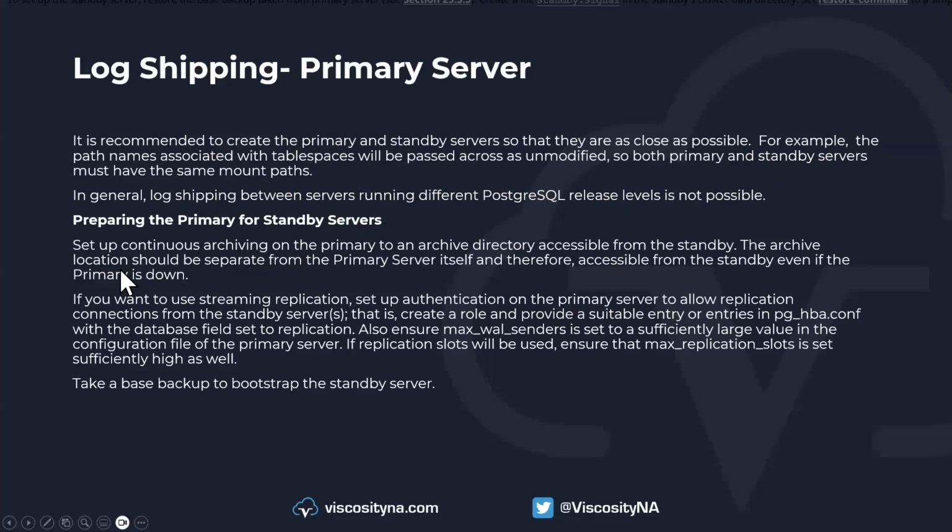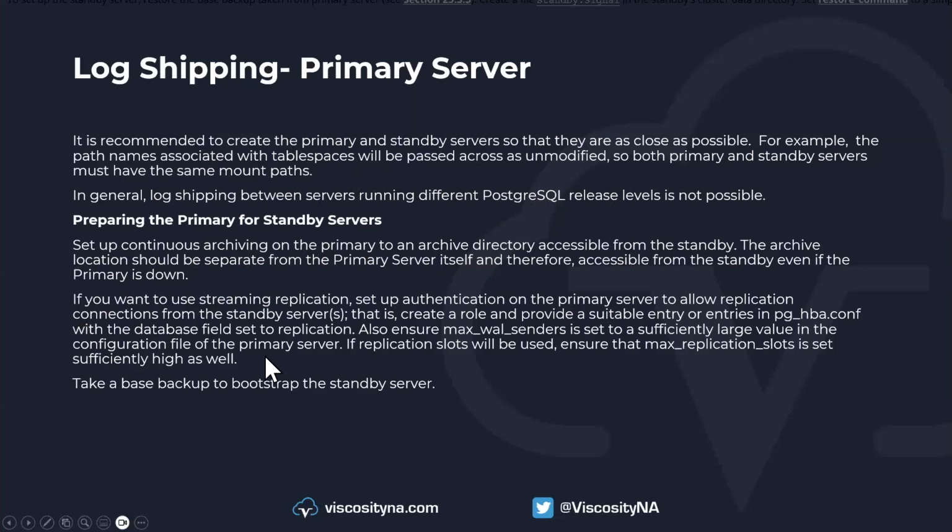Preparing the primary for standby. At a high level, you set up archiving on the primary server to an archive directory accessible from the standby, and that is separate from the primary should the primary go down. So think of a file path or a file share location.